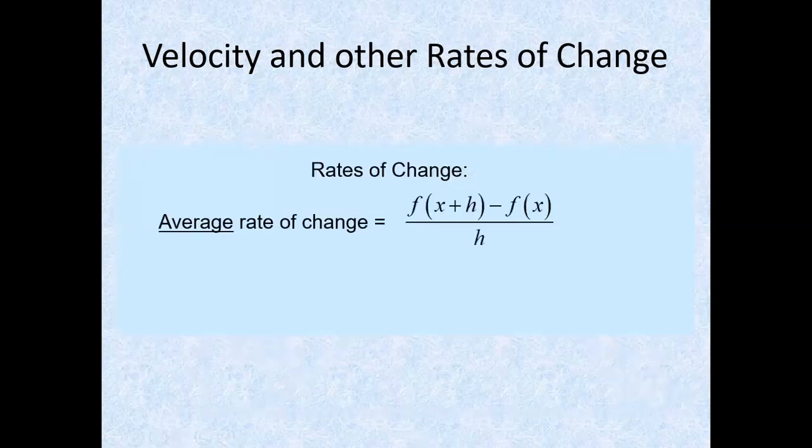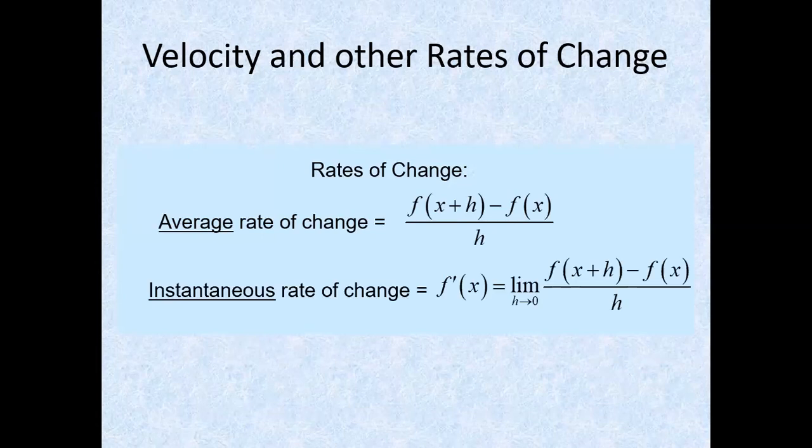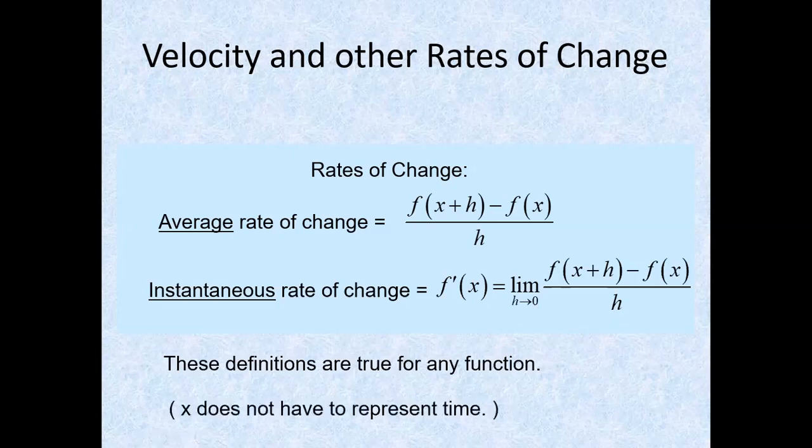For the rates of change, we have the average rate of change, given by the definition of limit, f of x plus h minus f of x all over h. For the instantaneous rate of change, we have the derivative of this average rate. So we have f prime of x equals the limit as h tends to 0 of f of x plus h minus f of x all over h. These definitions are true for any function, as we will see in coming slides. So x does not have to represent time here.